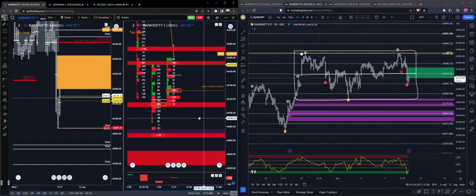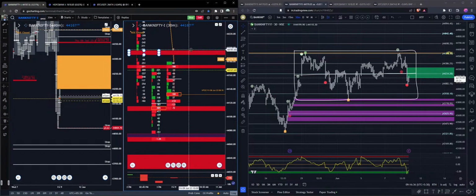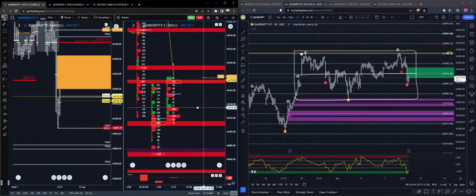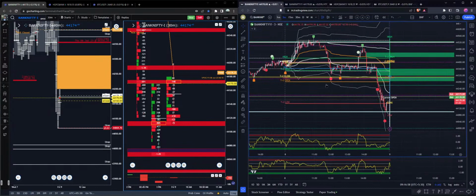So let's see. If price goes above 44,200, that's a quick long. If the price goes below 44,100, that's a quick short. So that's my trade plan. I'm waiting for this 100-point range to be broken. 44,234 is also a zone on my chart.